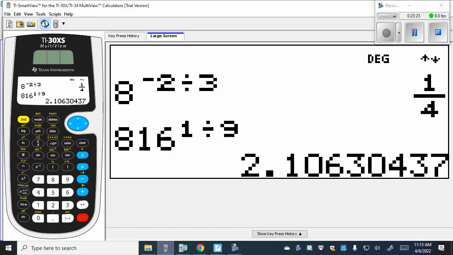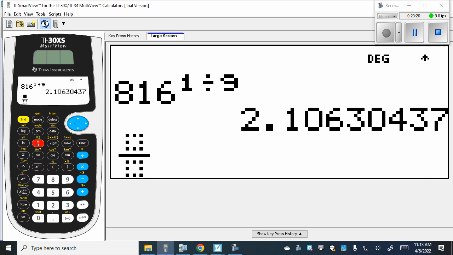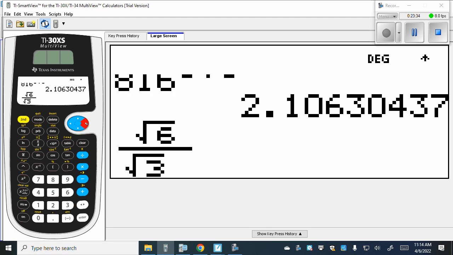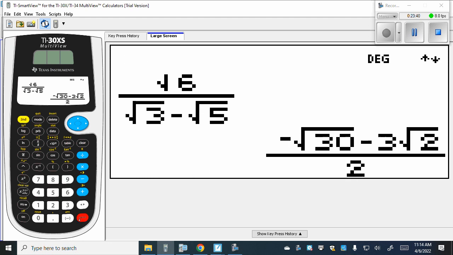Graphing calculator definitely won't do this, but we can look at this one here. Second square root 6 over second square root 3 minus second square root 5. Is that the same thing we got? I mean, they flipped the square root of 30 and 3 square root of 2, but that's the exact same answer. So the TI-30XS will do these here. Any of these here.